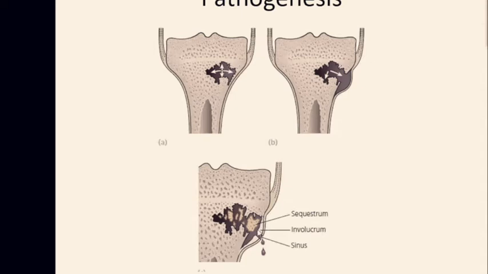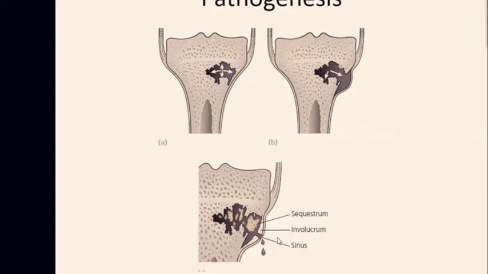Still further, there's other reaction going on. Then the body tries to seal that infection, okay? What does it do? It forms the new bone, and the new bone surrounding the sequestrum is known as the involucrum, okay?